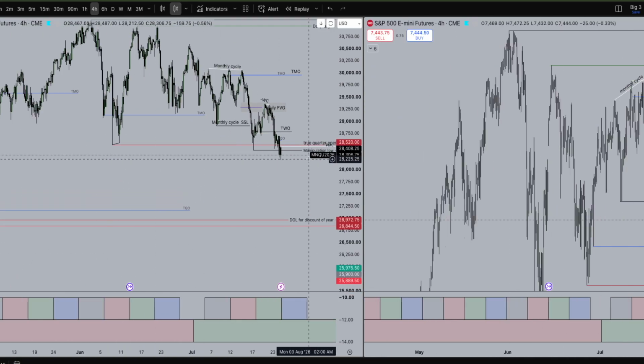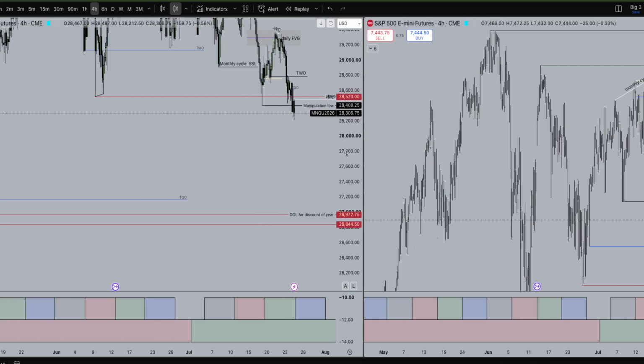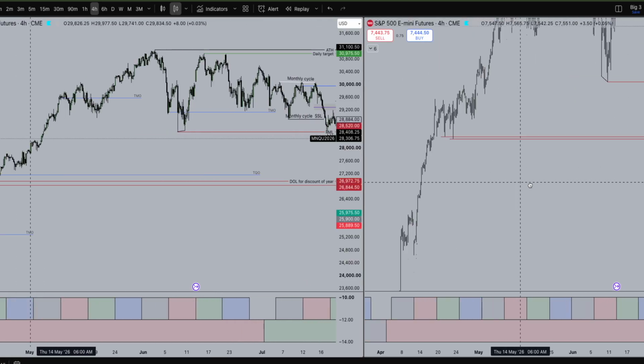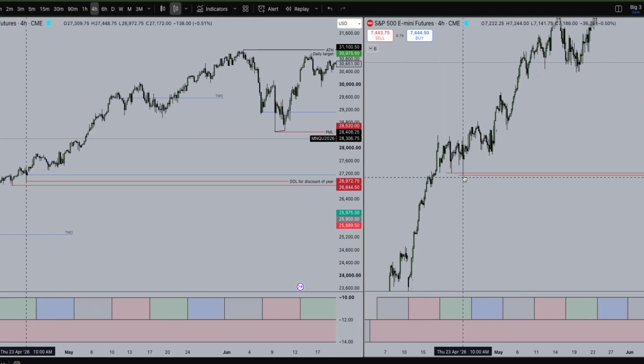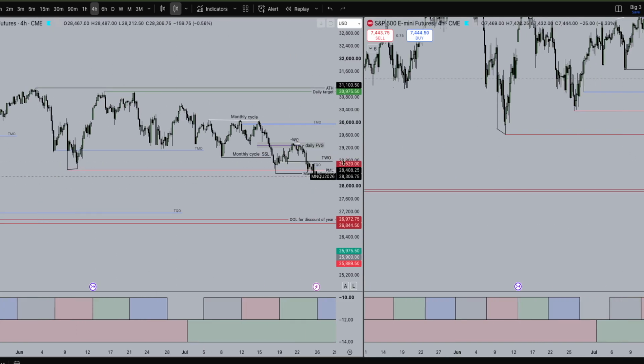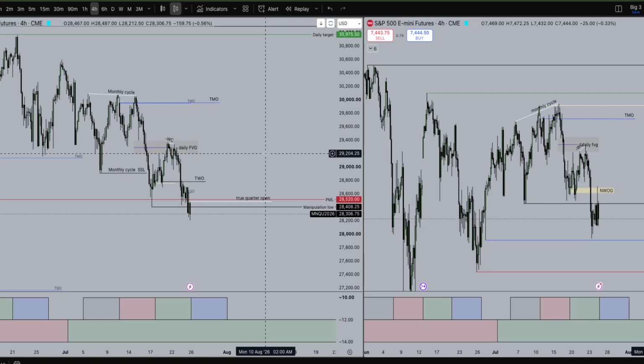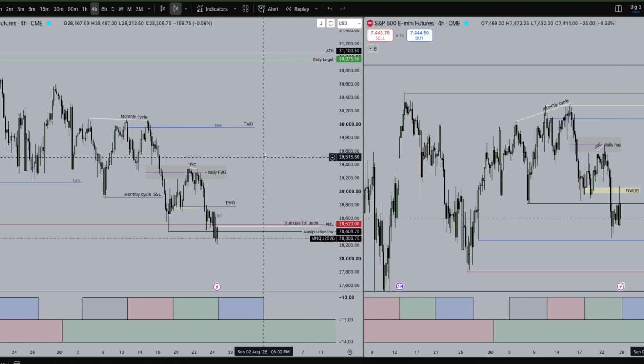was. So right now I'm expecting lower prices to the discount of the range, which is right here, and that discount of the range also happens to be where we had a sweep, this high time frame sweep. So that is my current target at the moment. And look at how simple this really was.